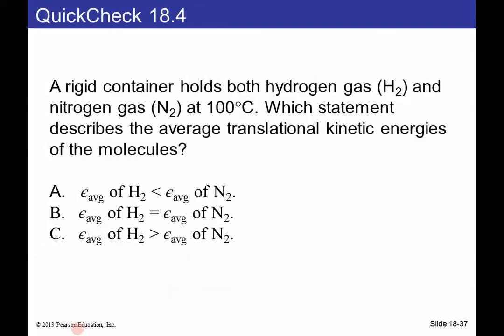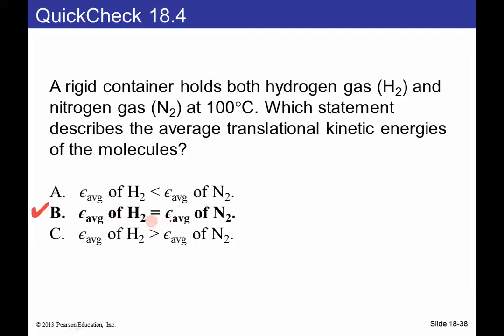So, quick question here. A rigid container holds hydrogen, which is H2, and nitrogen, both at the same temperature. Remember, nitrogen is way heavier than hydrogen. Which one describes the average translational kinetic energy of the molecules better? The hydrogen is less than the nitrogen, they are equal, or the hydrogen is more than the nitrogen. Take a minute.